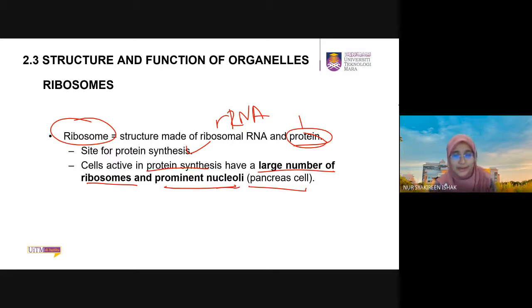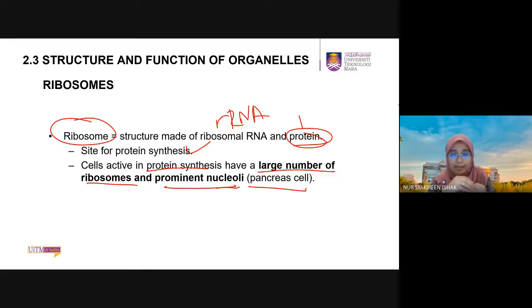Why do they give the pancreatic cell here? The pancreas is an organ that is really active in producing protein molecules. Why? Pancreas is an organ that produces both hormones and digestive enzymes. The pancreas produces insulin, and insulin is made up of protein. It also produces the hormone glucagon. These two hormones function to regulate your blood glucose level, and both are proteins.